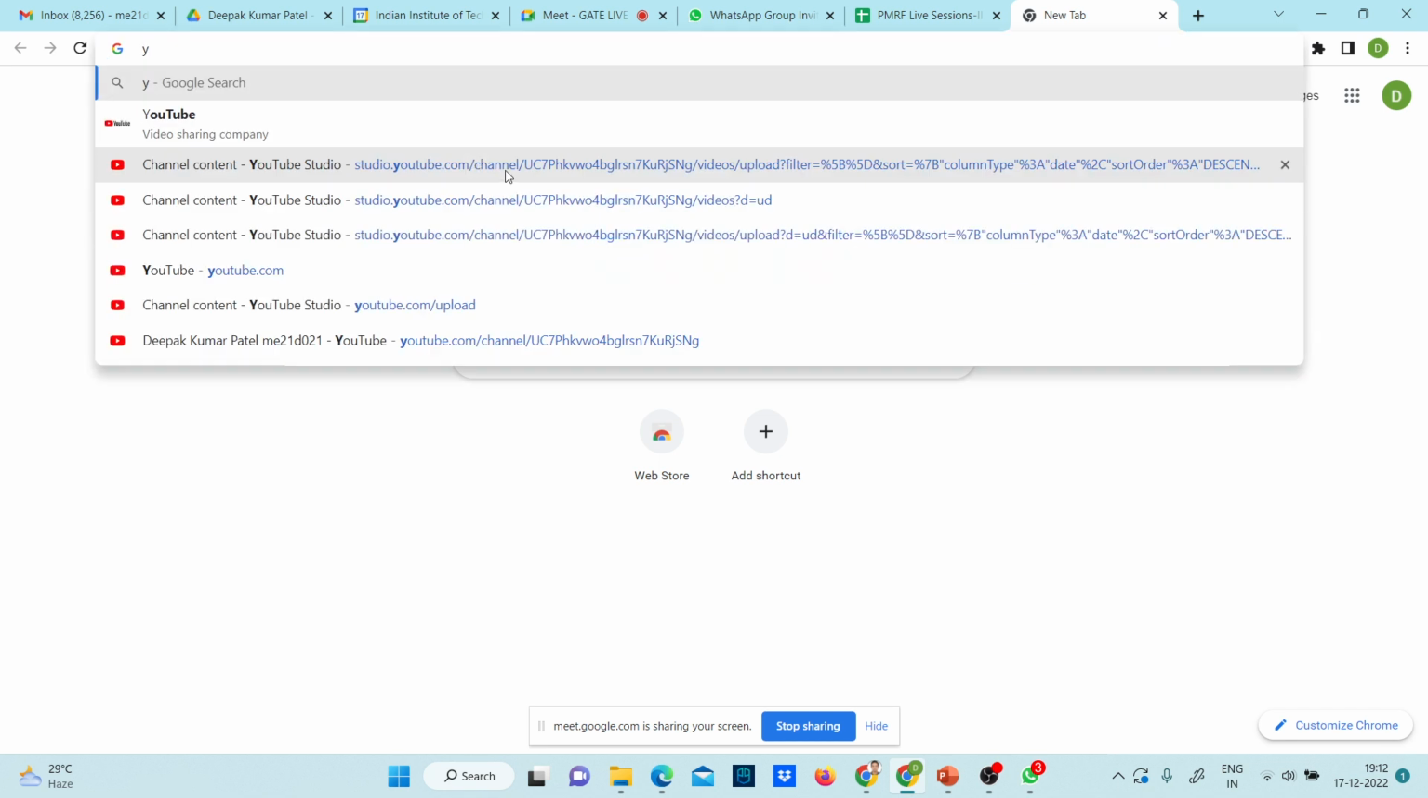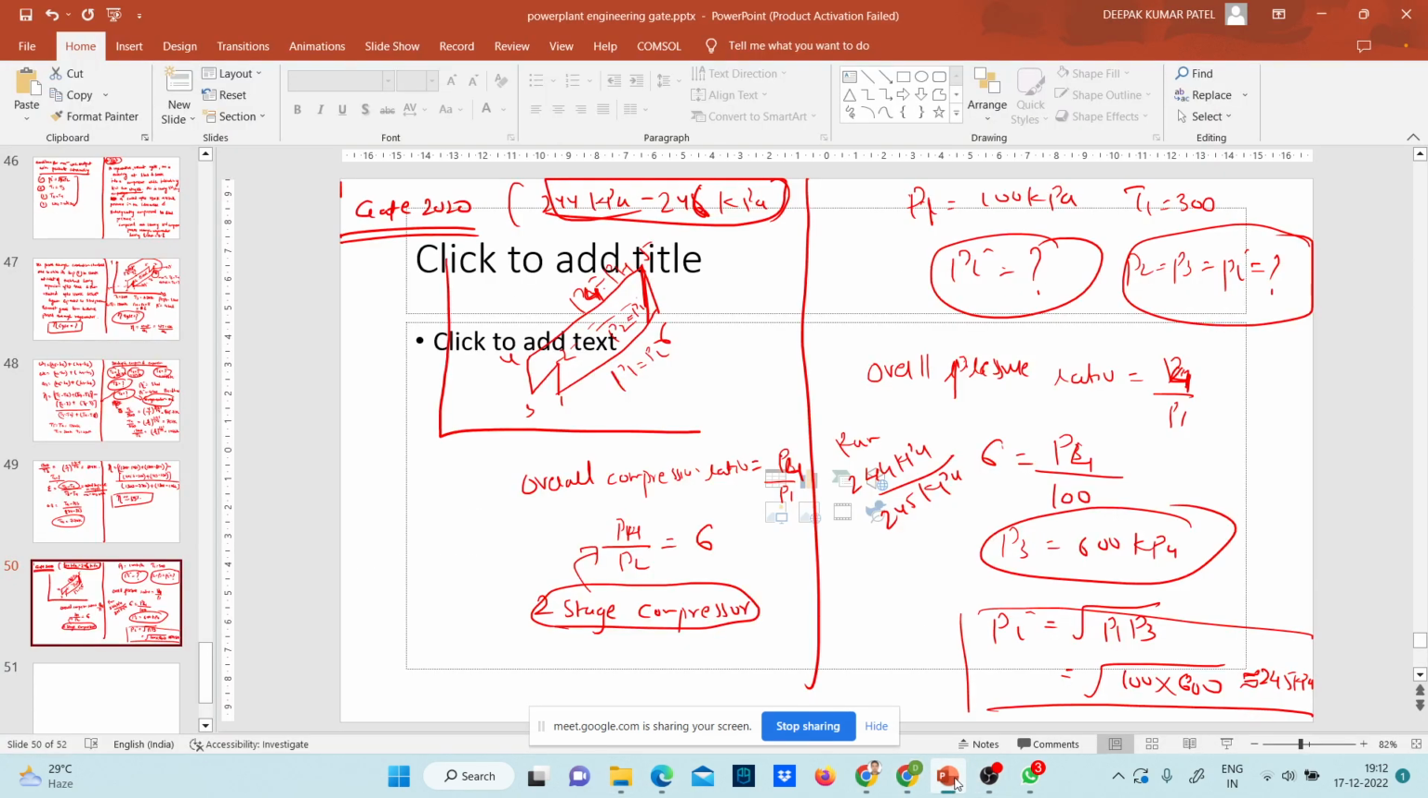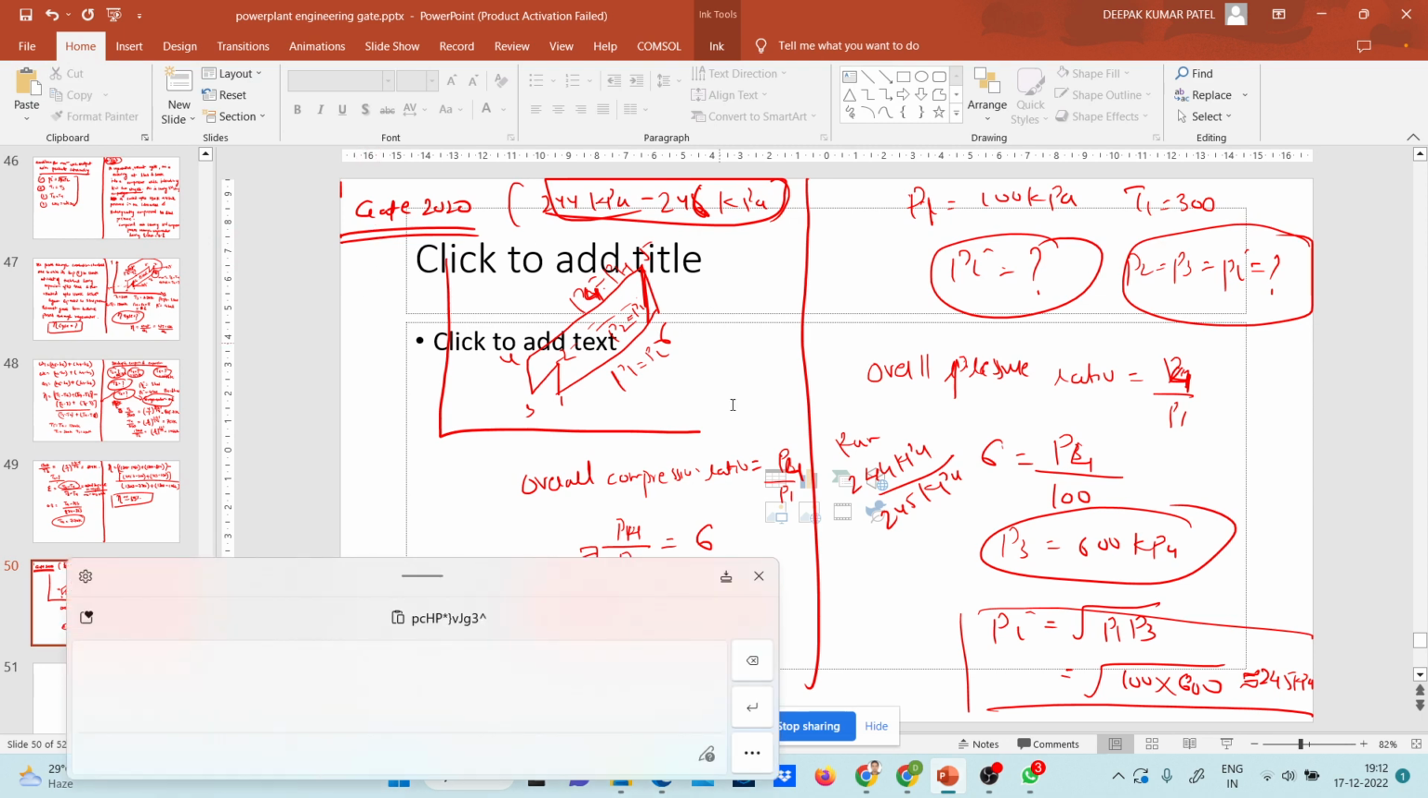Sir, P intermediate is equal to square root of P high and P low. Yeah, this condition is only for perfect intercooling. In the question they have mentioned that it is ideal reheating, ideal intercooling. Sorry, I forgot to mention.